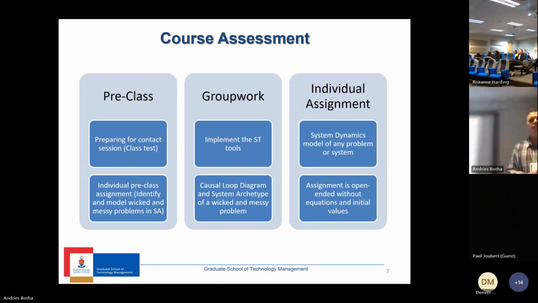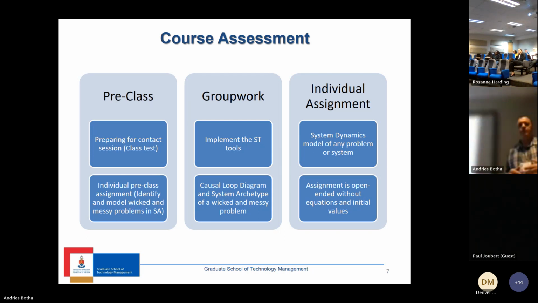Of course, any course must have some assessments. We spread out the various types of assessments. In pre-class, there's a test that you do on the first morning of the first class, just to check that everybody's been doing and learning the work. Then there's also an individual pre-class assignment, which basically focuses on identifying a high-level model of a wicked and messy problem, typically in South Africa. The typical things come out, like poverty, corruption, the energy crisis, all those types of things that we struggle with every day.